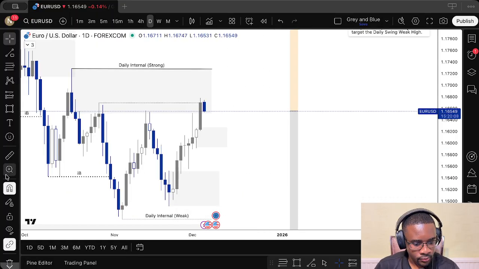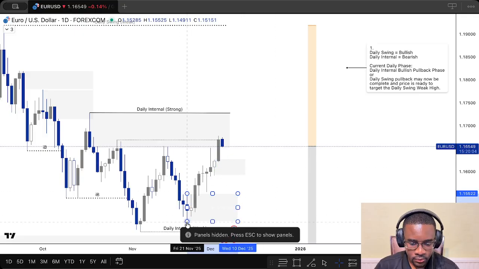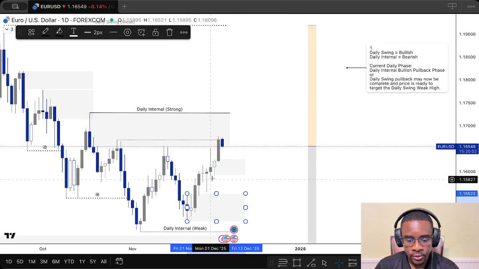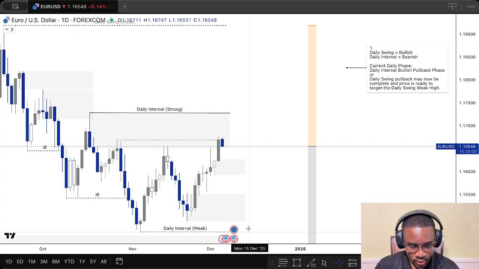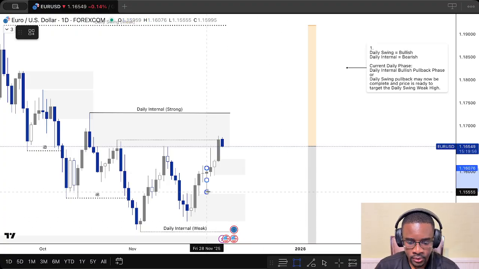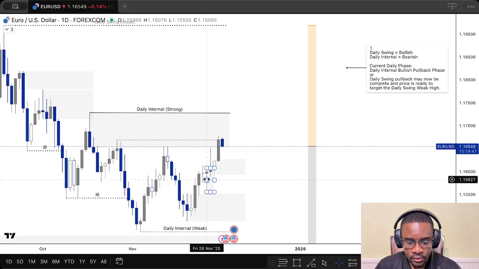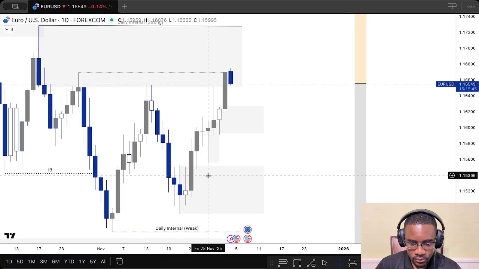Let me just confirm something. Okay, all right, so just mark out relevant demands. So we have demand over there on the daily, and then we have this demand here on the daily. So pretty much these areas, that one.